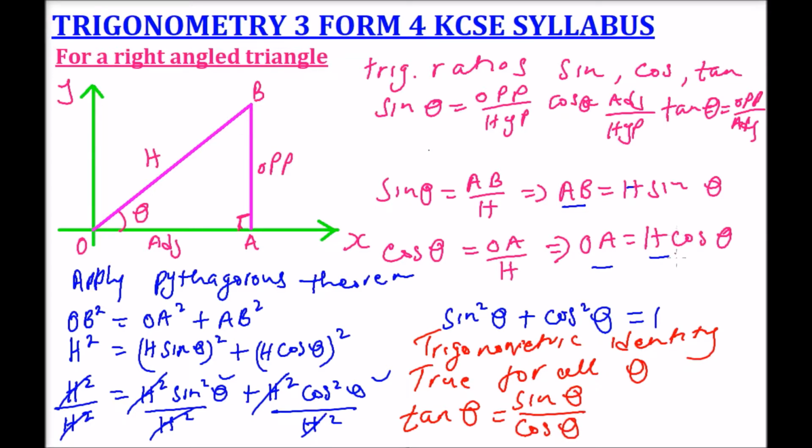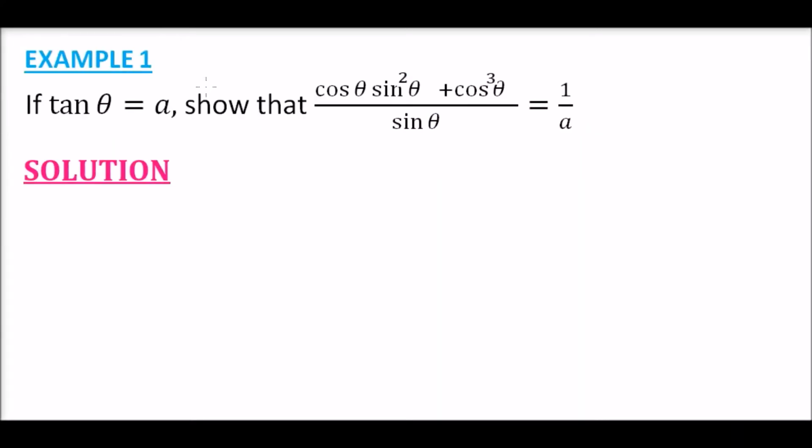So that is the identity that we wanted to derive, which we are going to use to solve some trigonometric relations. So let's do a few examples, and we'll be able to see how we apply this trigonometric identity. Our example 1 says if tan theta is equal to a, show that cos theta sine squared theta plus cos cubed theta, all divided by sine theta, is equal to 1 over a.